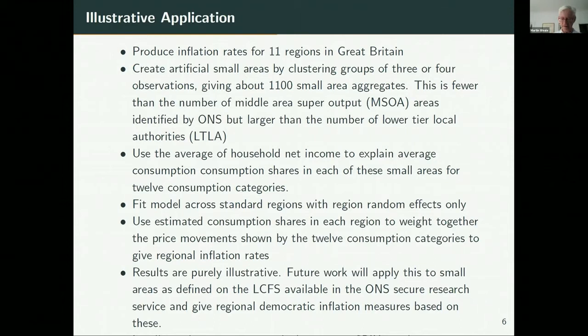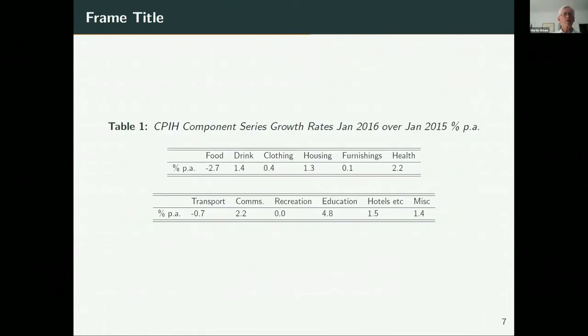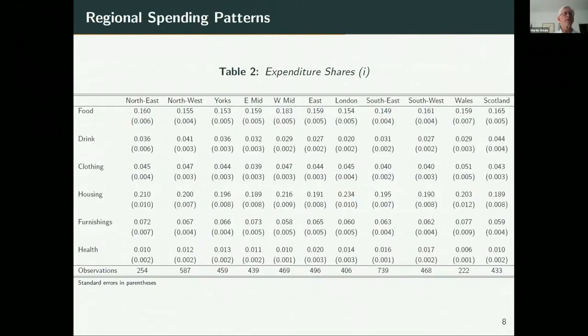So what are the movements in prices? I've done the work on a COICOP 12 basis. This table shows how each of the components of prices moved in January 2016 over January 2015. I can't reproduce CPIH in aggregate because I'm using the LCFS, and the version I've got isn't consistent with the aggregate consumption patterns that the ONS identifies. They do have a version of LCFS in the Secure Research Service which is consistent, and I will be able to work with that. So what do we see about regional spending patterns?